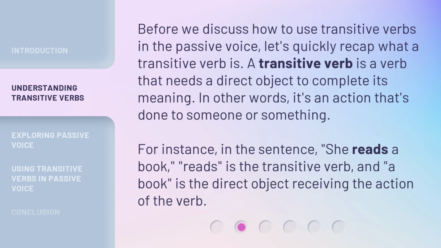Before we discuss how to use transitive verbs in the passive voice, let's quickly recap what a transitive verb is. A transitive verb is a verb that needs a direct object to complete its meaning. In other words, it's an action that's done to someone or something. For instance, in the sentence, "She reads a book," reads is the transitive verb, and a book is the direct object receiving the action of the verb.